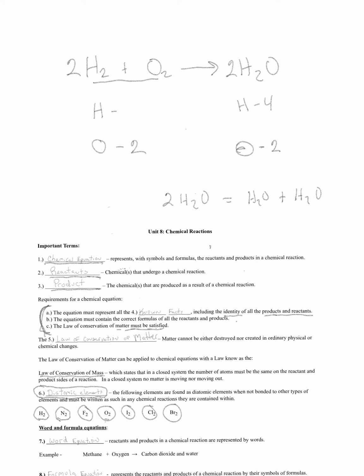So now I have 4 hydrogens on my reactant side, and I have 4 hydrogens on my product side. I have 2 oxygens on my reactant side. I have 2 oxygens on my product side. I now have a balanced equation.